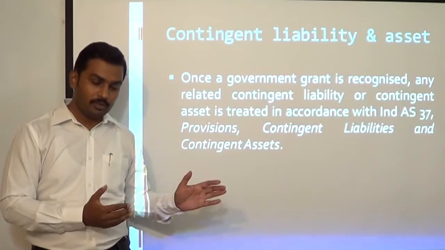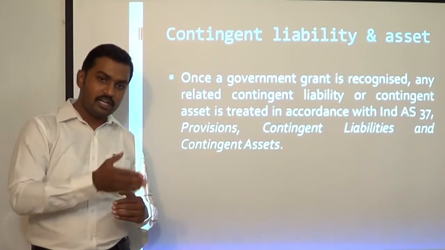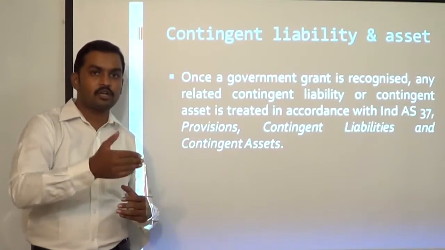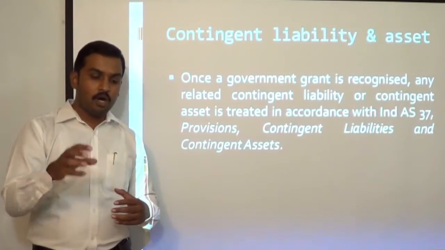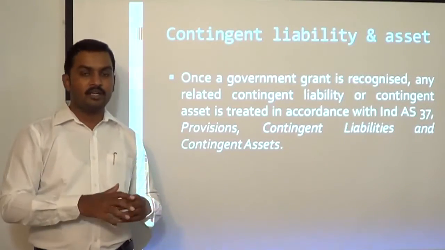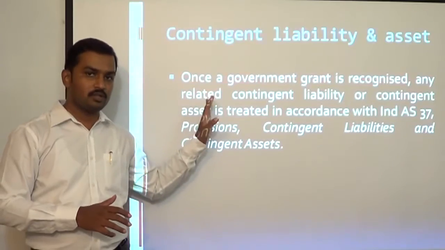This standard is not going to apply. So if there are any contingent liabilities relating to government grants or contingent assets related to government grant, how to measure them, how to disclose them, what are the disclosures required, this is covered by Ind AS 37. This standard is not going to apply. Okay.